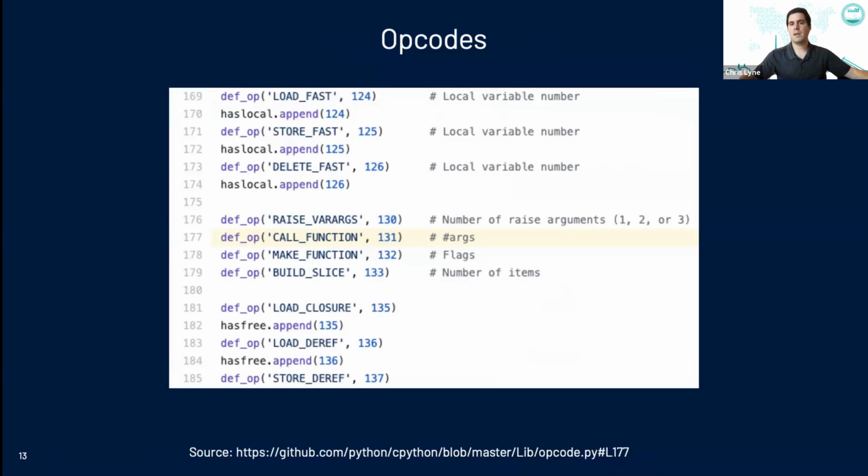Now, all of these bytecode instructions have a corresponding opcode. For instance, the highlighted line here, which is defined in the opcode module, shows that the CALL_FUNCTION instruction maps up to opcode 131, and so forth. MAKE_FUNCTION maps up to 132, BUILD_SLICE maps up to 133. Now, there are quite a few of them.